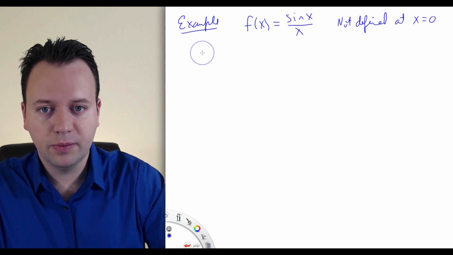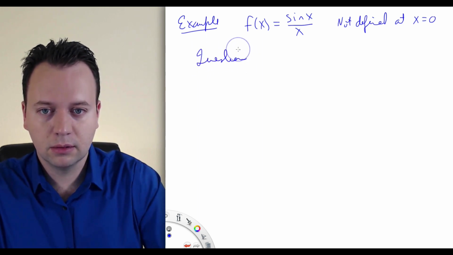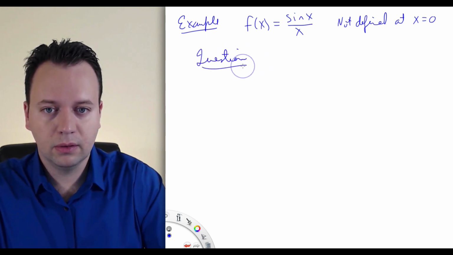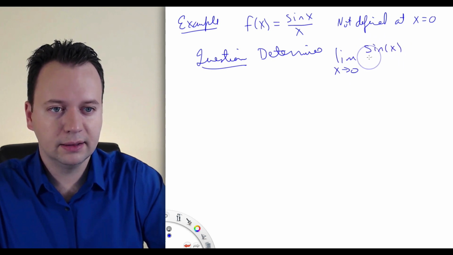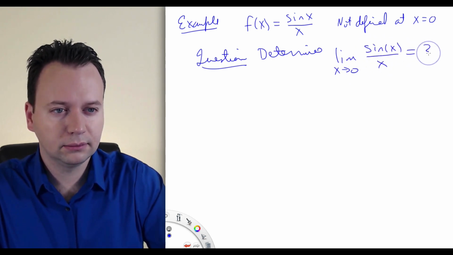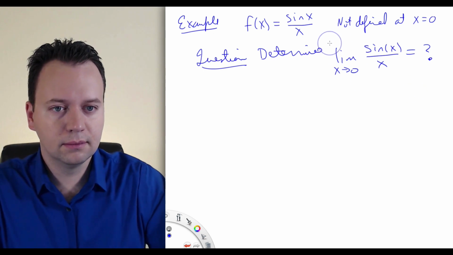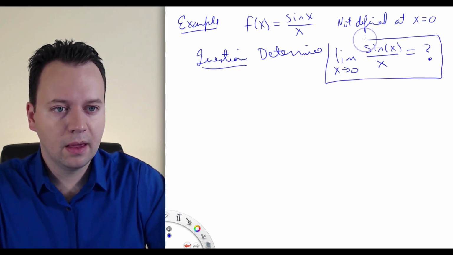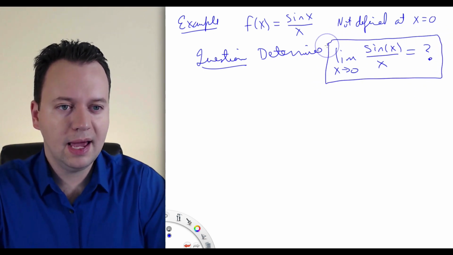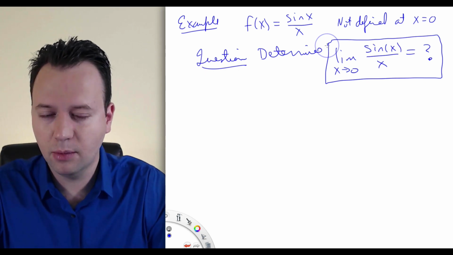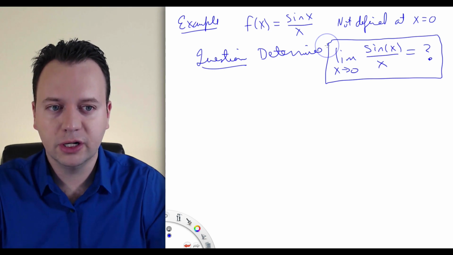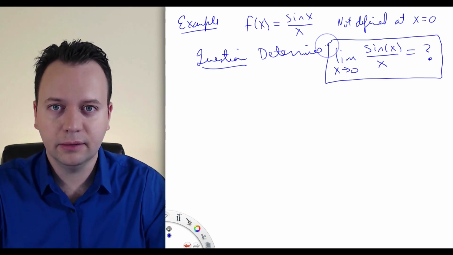So the question would be, determine the limit as x goes to 0 of sine of x divided by x. So we can look at a graph of this function, and I'll show you what the graph will look like in a moment. But first I want to actually just compute this computationally.